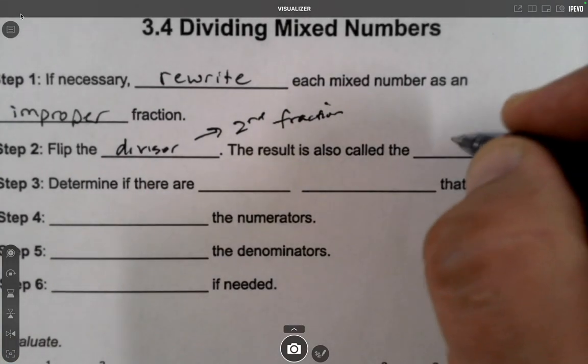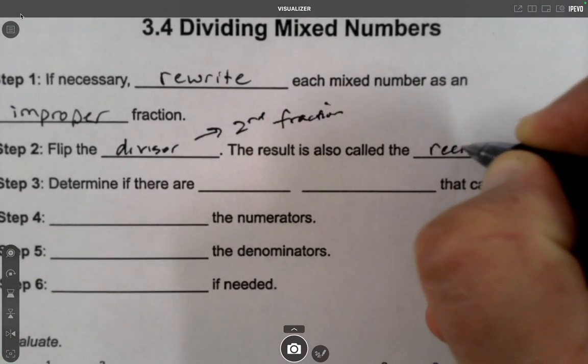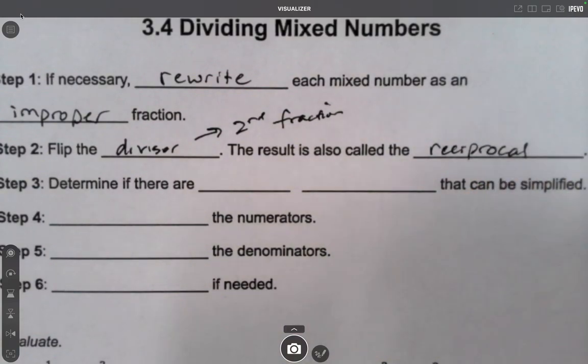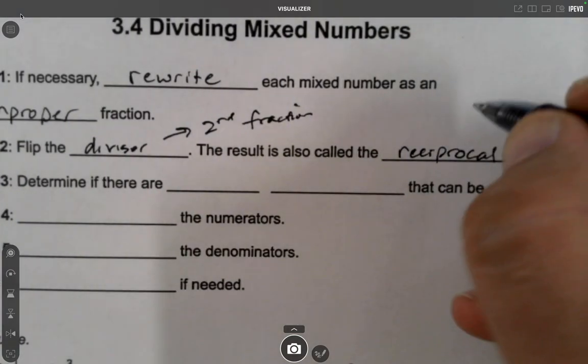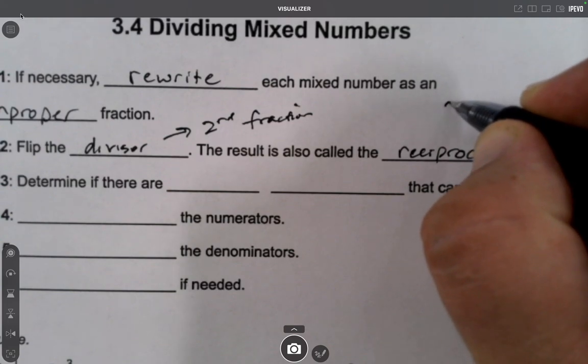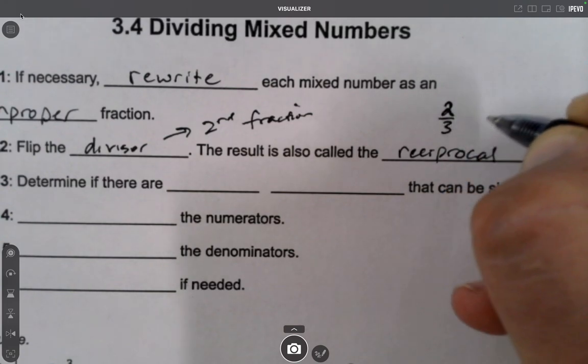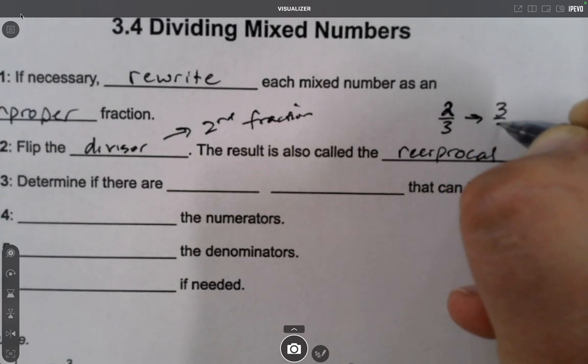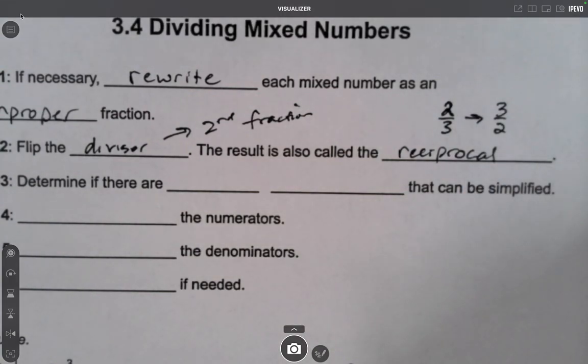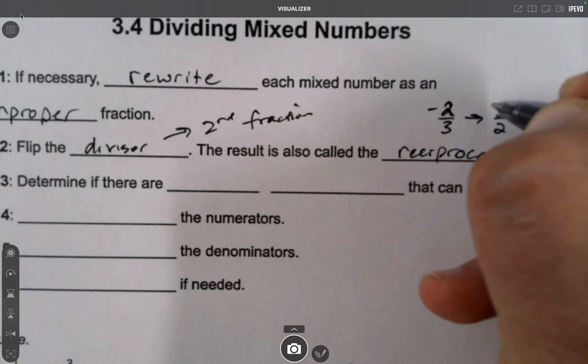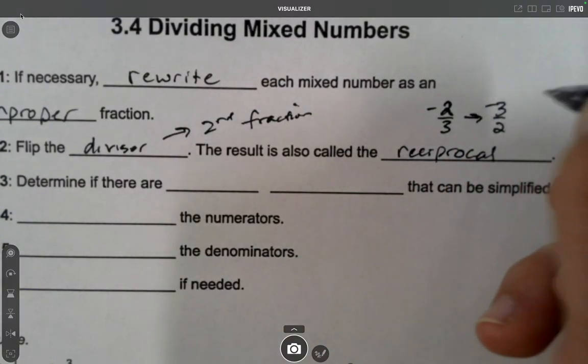Flipping a fraction, the result is also called the reciprocal. So a reciprocal would be like if 2/3 is what you start with, the reciprocal is 3/2. So it just means flipping the fraction upside down. And if you have a negative sign, it keeps the negative sign. It doesn't change the sign.